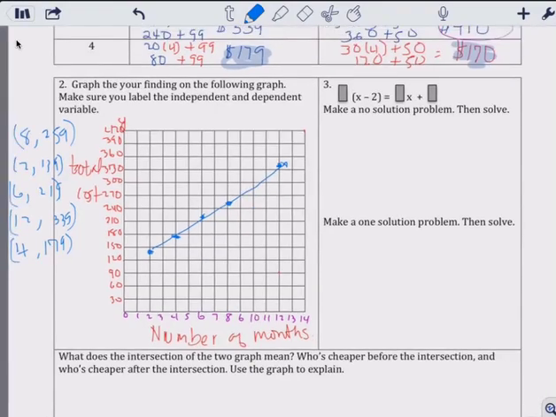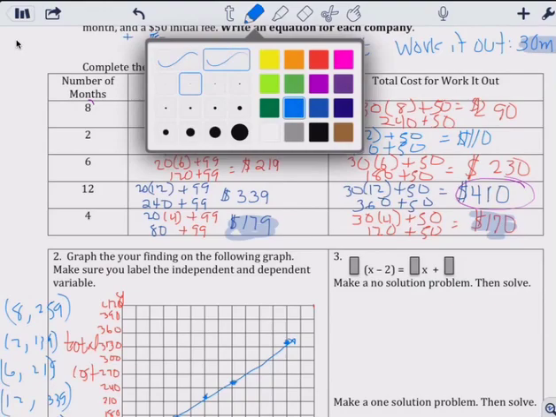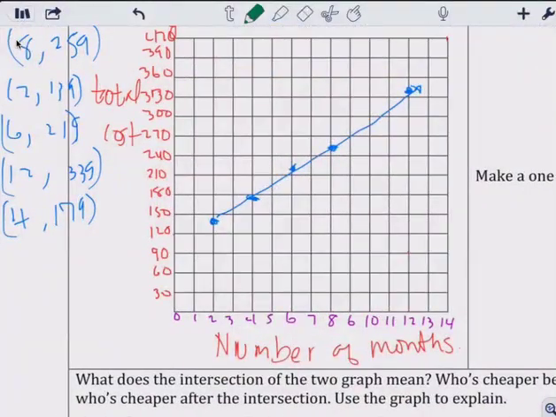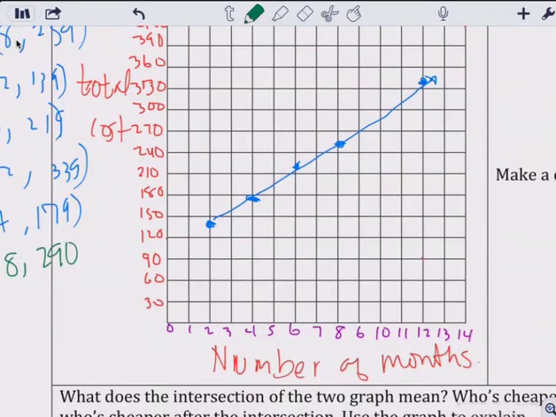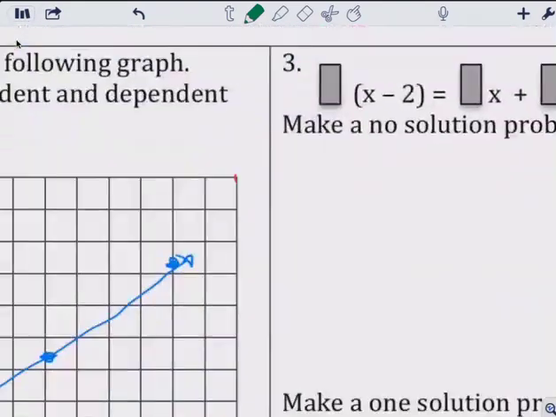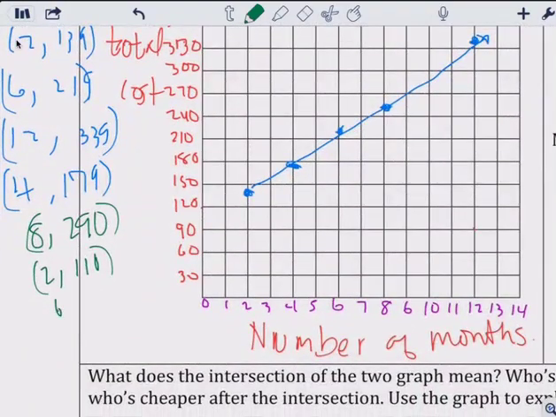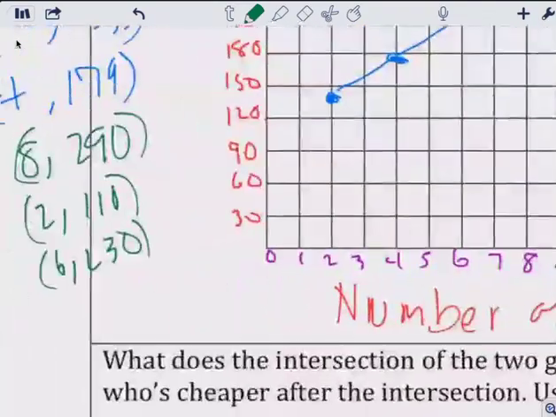Okay. Let's do the other one. This takes a while, doesn't it? Yeah. Graphing. 8 and 290. Puts me to sleep. 2 and 110. Yeah, that's really why I hate graphing. It takes a long time, it's bothersome. 6 and 230. Oh, I made it in a straight line. And 12 and 410.